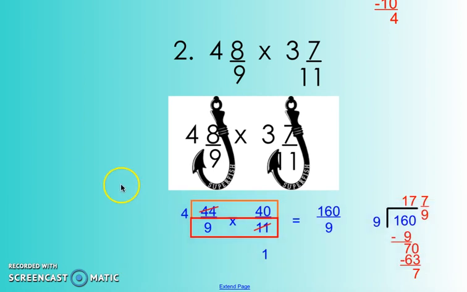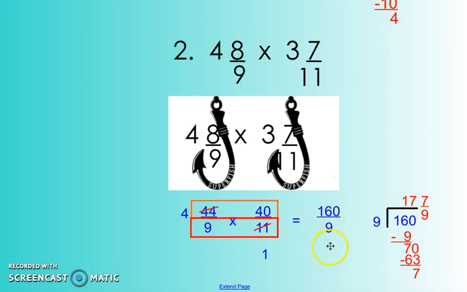Okay, so here's what I got. First of all, I changed 4 and 8/9 to 44/9, and 3 and 7/11 to 40/11. And what I noticed is that 11 and 44, they go together, meaning I can create a fraction out of them, 44 over 11, and I can simplify them. 11 goes into both. So 44 divided by 11 is 4, and 11 divided by 11 is 1. And then I can multiply straight across. 4 times 40 is 160, and 9 times 1 is 9.